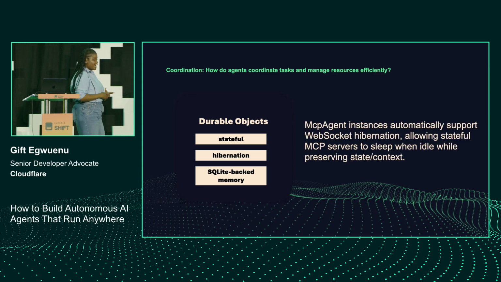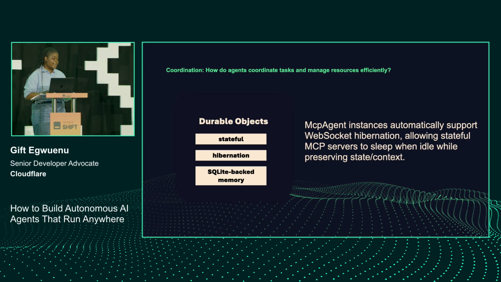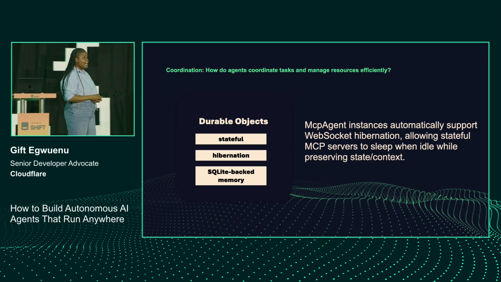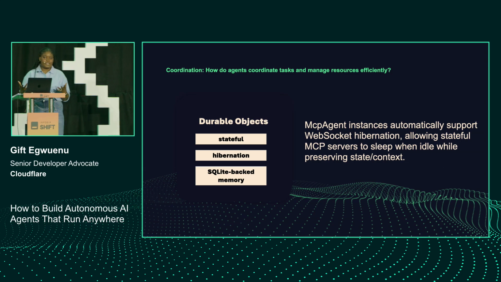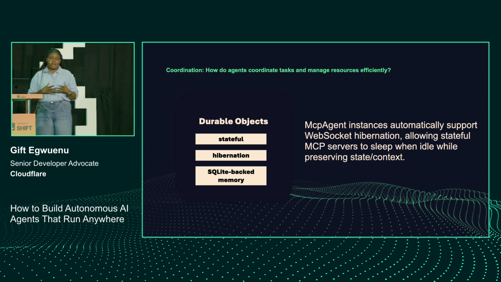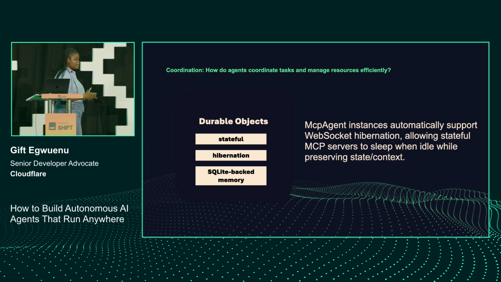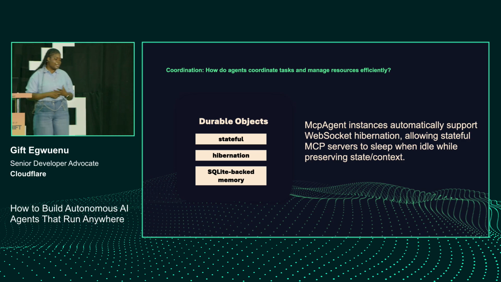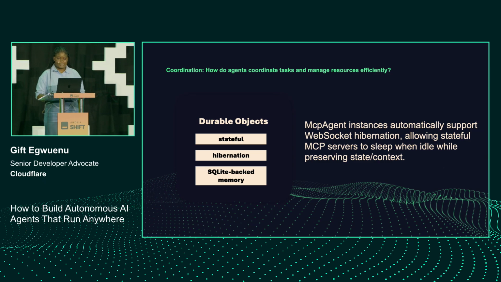How do agents coordinate tasks and manage resources efficiently? The MCP agent, or the MCP SDK, also ships with hibernation by default. What does this mean? This means that whenever you're running resources, and it's idle for a little bit or maybe a long time, automatically it's shut down for the time that it's not being used, right? So MCP instances automatically support WebSocket hibernation, allowing your stateful MCP servers to sleep when idle and then restart when the process is started again.